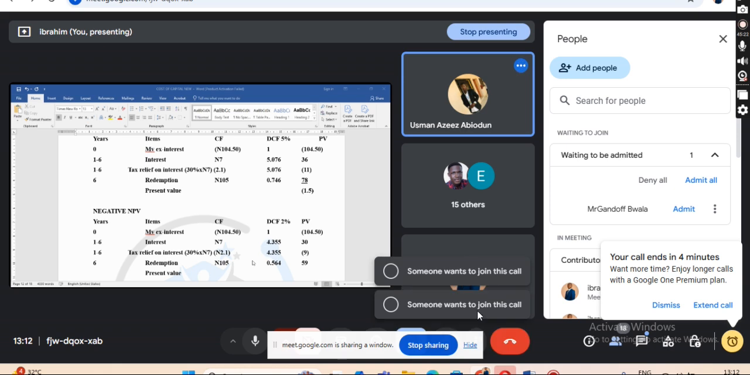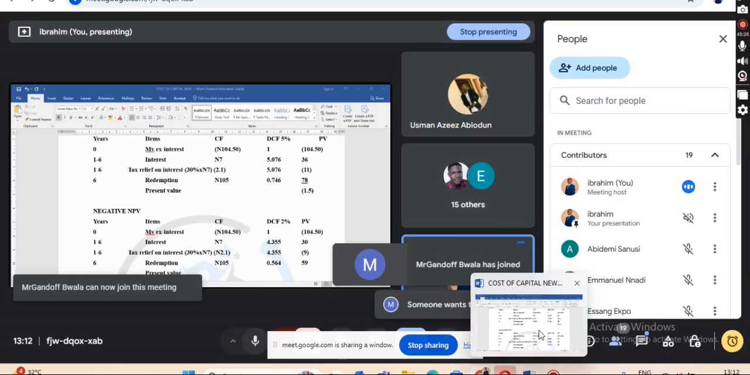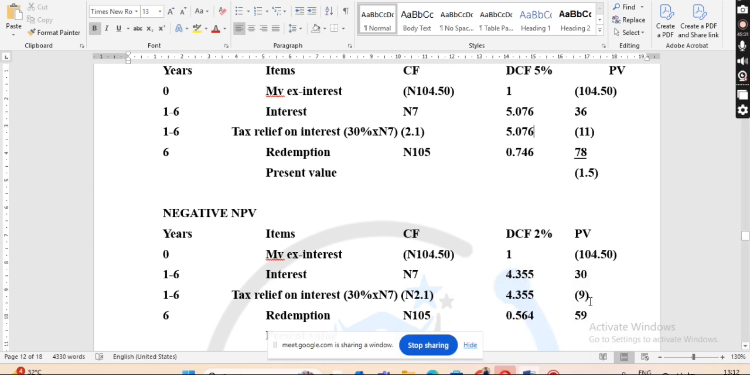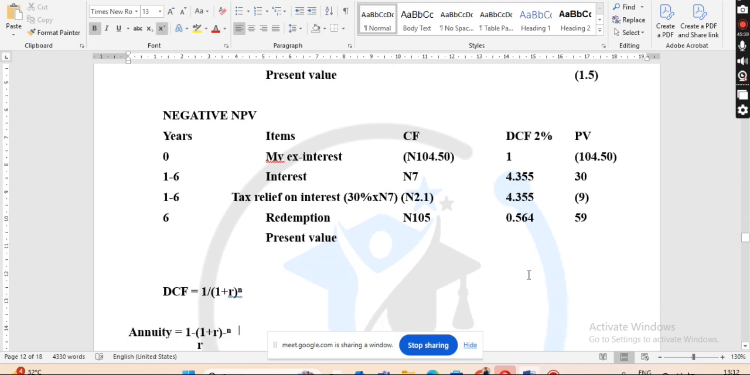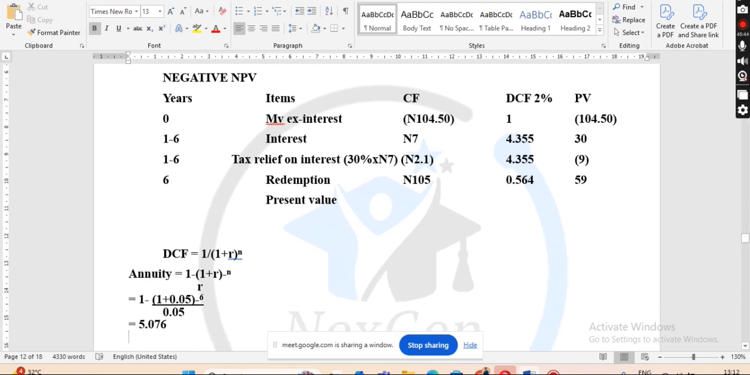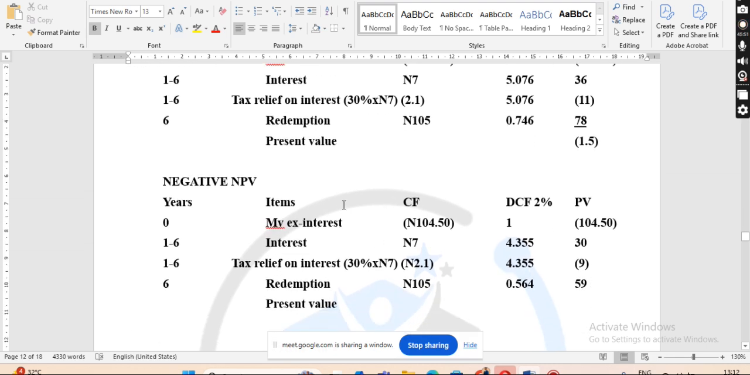Okay. The class will end in 4 minutes. Please, when it is 2 minutes, let me know. Quickly, give me the figure here. The DCF. Please don't forget how we do our DCF: from year 1 to 6, you use annuity. So when it is 2 minutes, let me know, so that I can create another link.